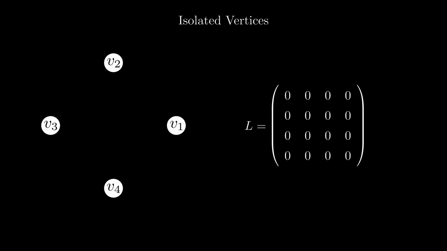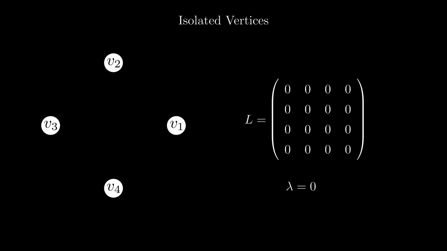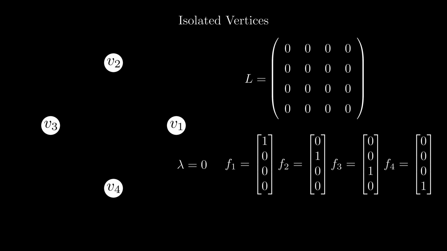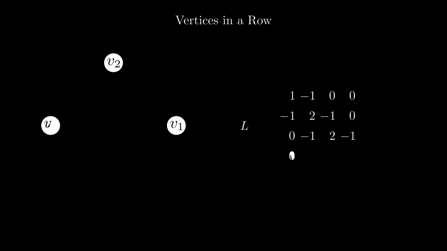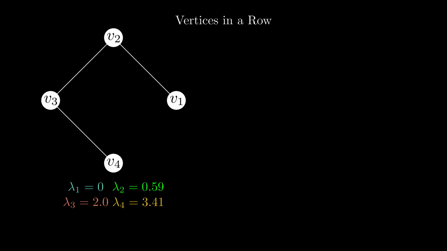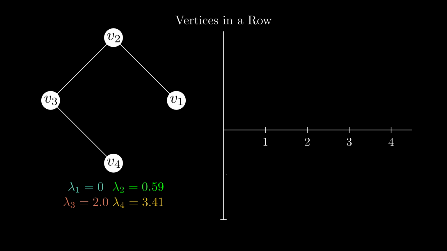Now let's turn those intuitive observations into concrete examples. For the isolated vertices, because there's no connection at all, lambda equals the summation of nothing, therefore the only eigenvalue is 0. And we can find 4 eigenvectors that span the eigenspace of dimension 4. Our first non-trivial example is a line graph, and we have 4 different eigenvalues. For a better visual understanding, let's plot those 4 eigenvectors and see how smooth they are.